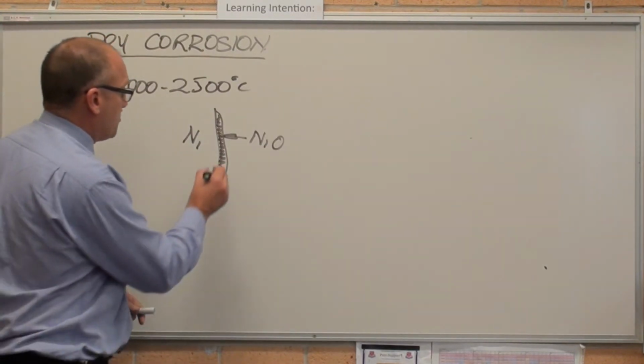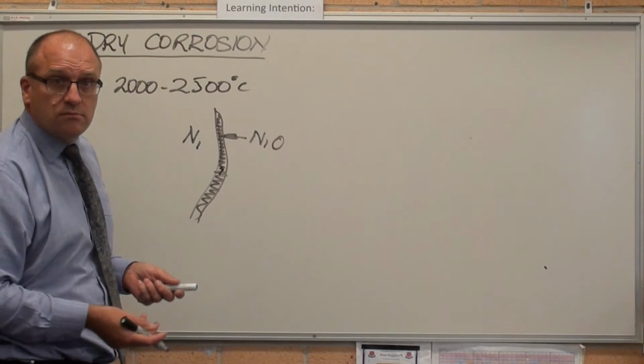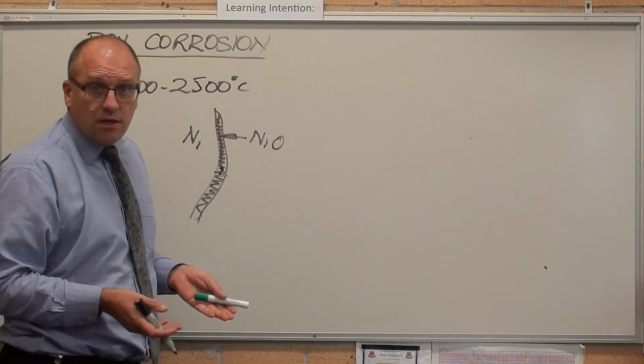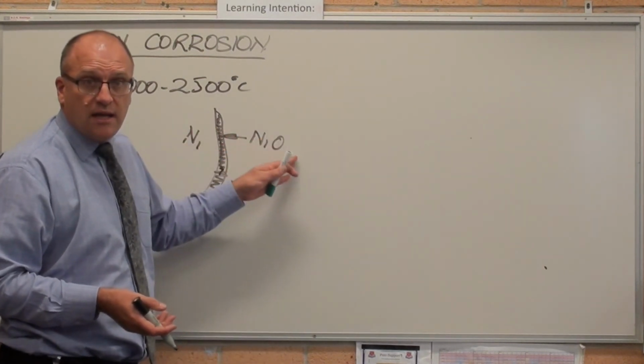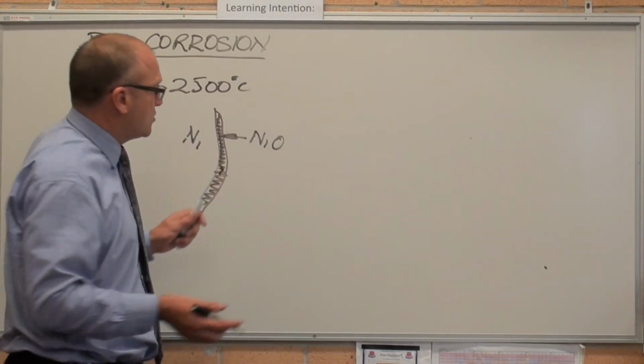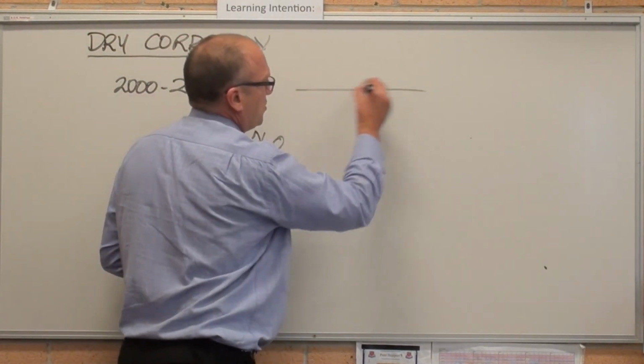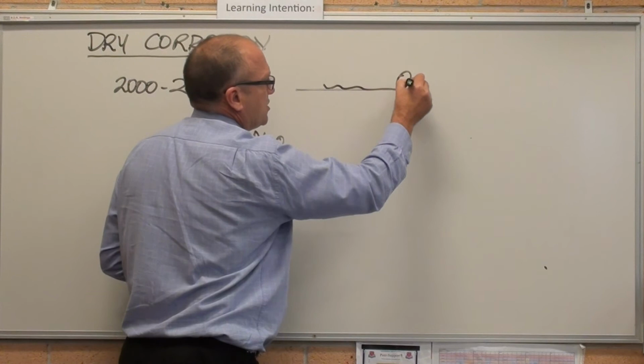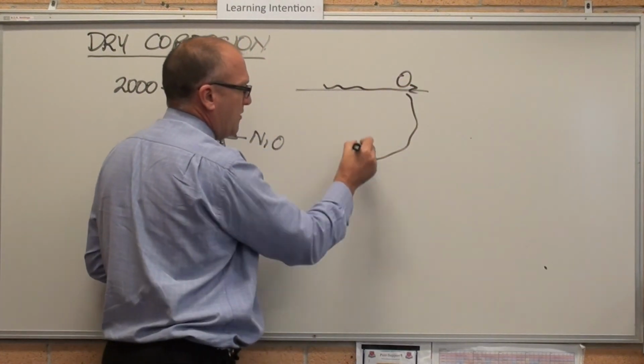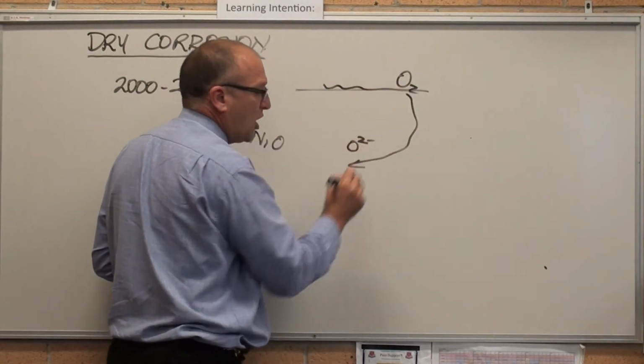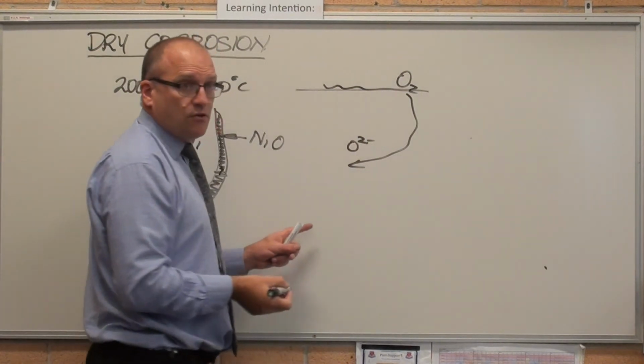So not much more I can really say about dry corrosion. It's just high temperature reaction in the absence of water. So it's direct, I will say. Oxygen can dissolve there and transmit over as an oxygen ion. It can dissolve and transmit.